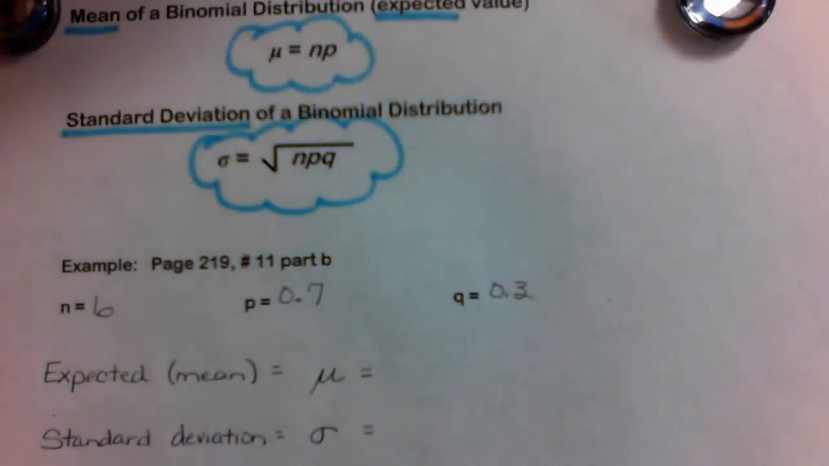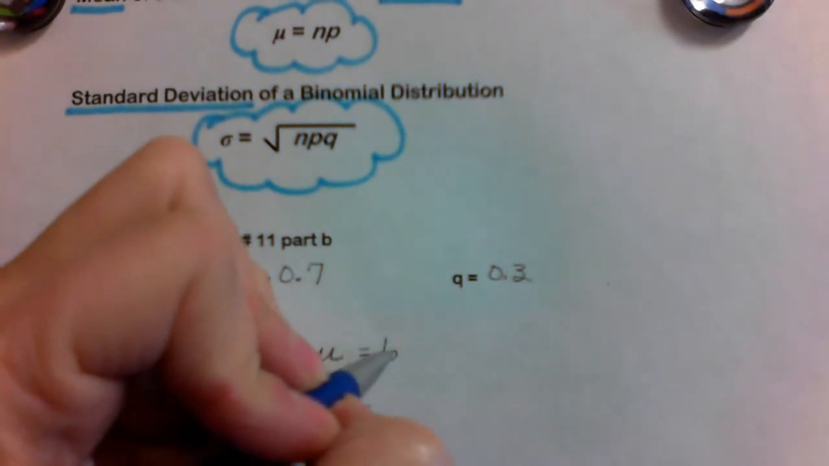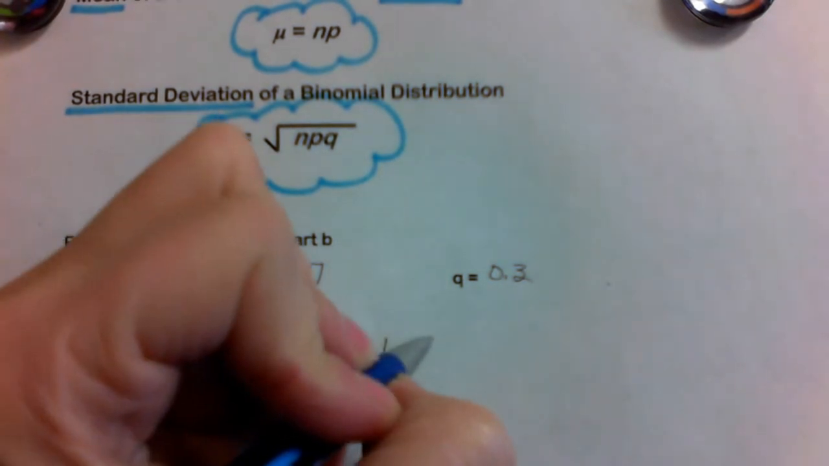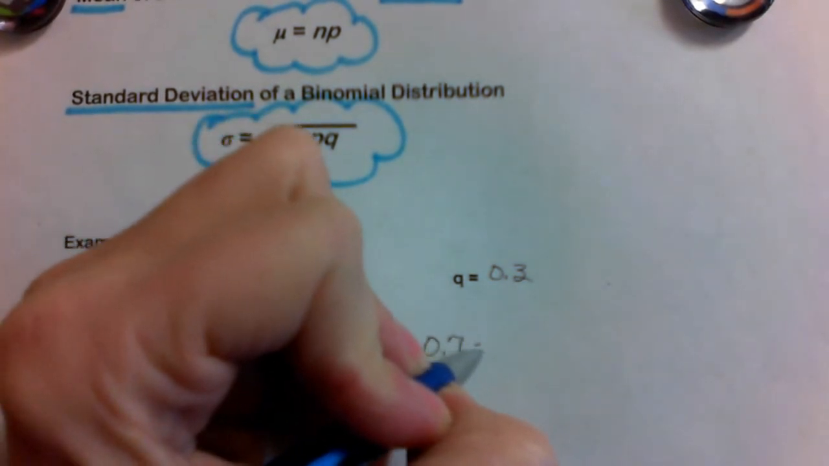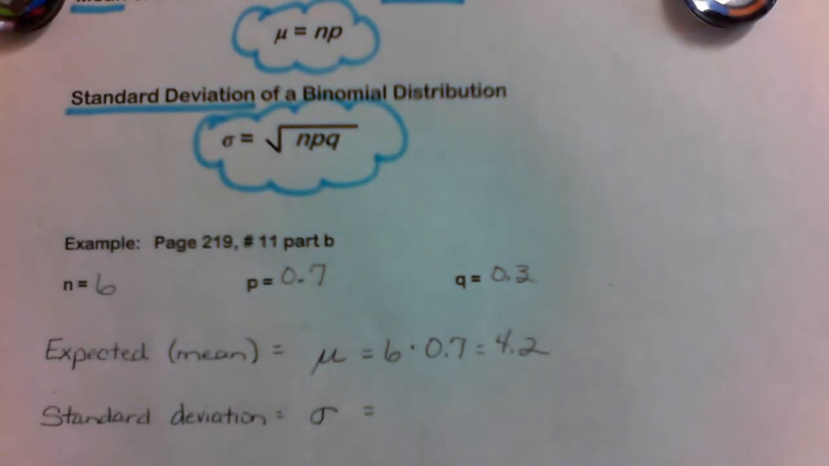So if we were asked what is the expected number of addresses, or how many addresses do I expect them to find, that's mu, which is N times P, which is 4.2. So I expect them to find 4.2, or basically 4 addresses.